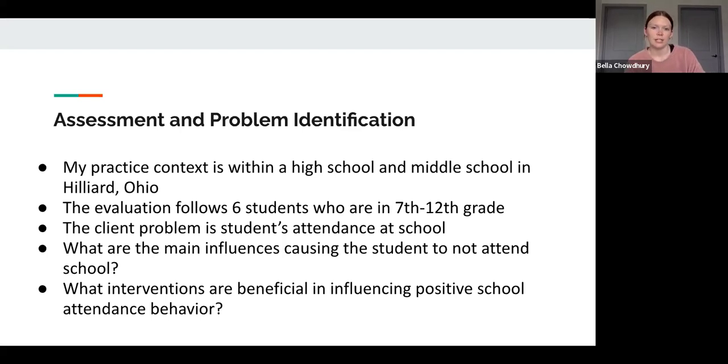And so my intervention was to help the 6 students that I would be working with to increase their school attendance, as well as identify what barriers were affecting them. For my evaluation questions that really shaped this evaluation, first, what are the main influences causing the student to not attend school? And then, what interventions are beneficial in influencing positive school attendance behavior?